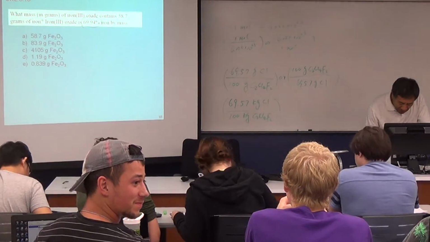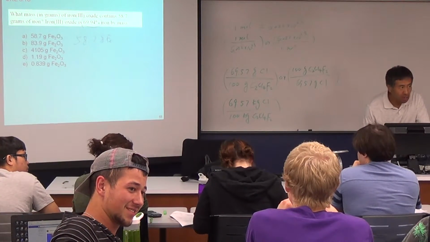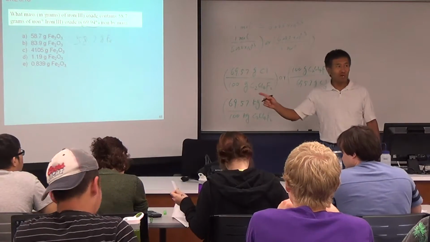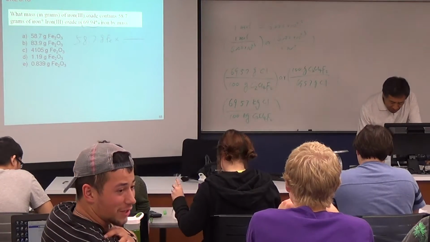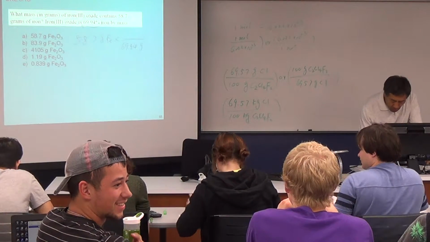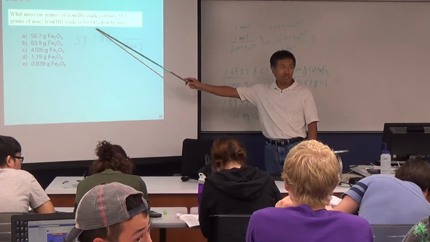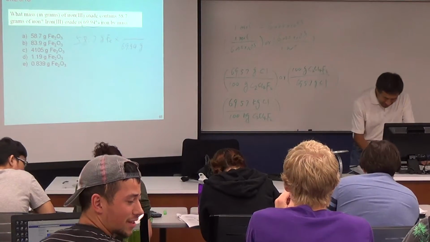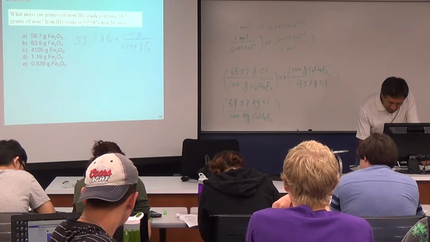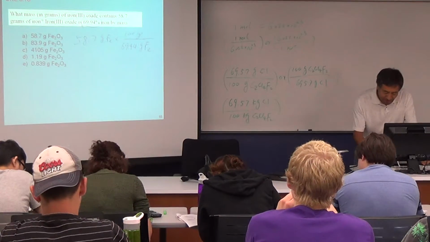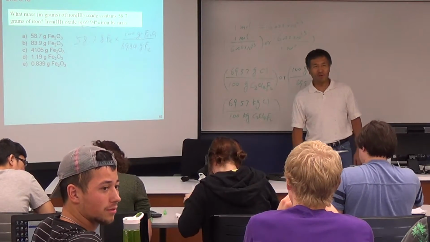All right, so everyone, I think you get the whole thing. 58.7 gram of Fe. This is the information given to you. Everyone agree? And the other, the mass percent, 69.94, that mass percent number is referring to the part. Part of what? Part of Fe in 100 gram of Fe2O3.